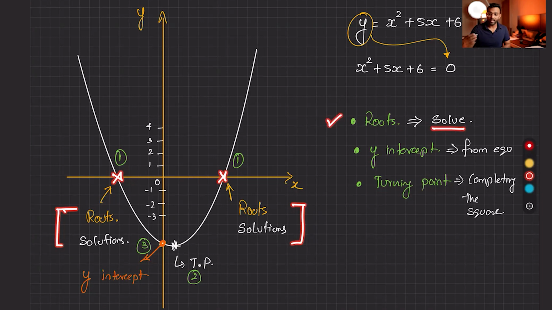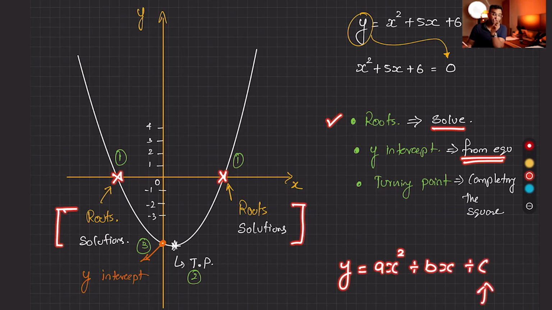To find the y-intercept, you just need to put it in the right equation format, which is y equals ax squared plus bx plus c. Then this c, the digit at the end, is the y-intercept. And if you wanted to work out the coordinates of that turning point, we will learn a topic called the completing the square method later on. But so far clear. Is this clear to you guys?